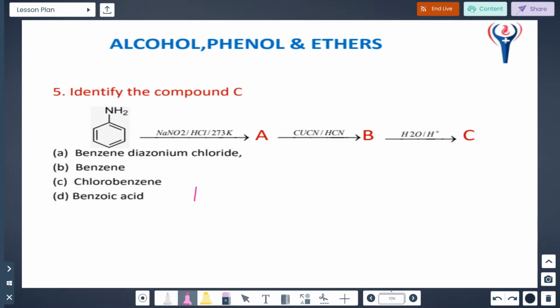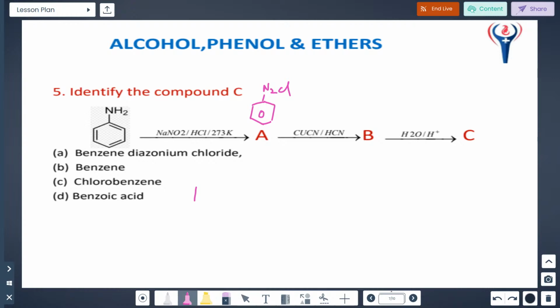The reagents convert what? NH2 becomes N2Cl. That's all. So compound A is what? Benzene diazonium chloride.